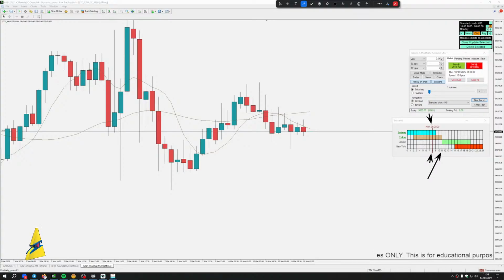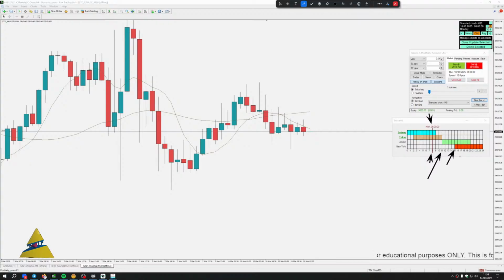So I was looking to see, okay, when is there going to be some kind of volume in the market? You gotta see, these are the best times that you want to trade the market, at least in my opinion. That's when volume is coming in. So pre-London, London Open, and then you got New York session.